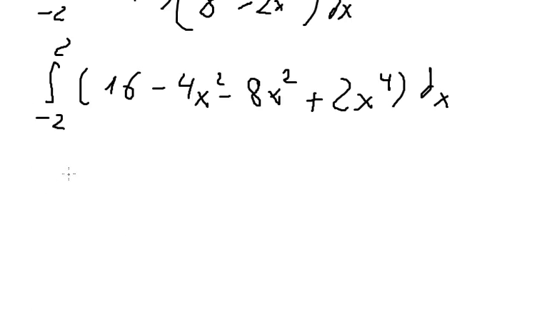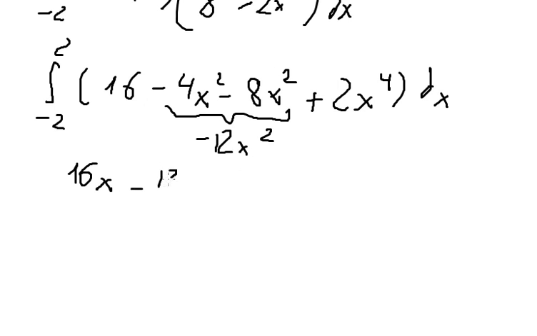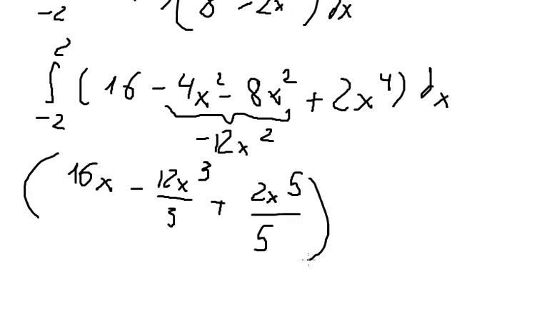And now we can get the final answer. The integration of 16, you have 16x, negative 4, negative 8. This one, we have negative 12x squared. The integration of x squared, we have 12x to the power of 3 over 3. And the last one is 2x to the power of 5 over 5. And we put the bounds from negative 2 to positive 2.